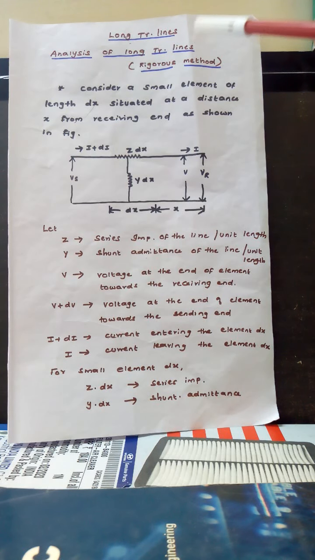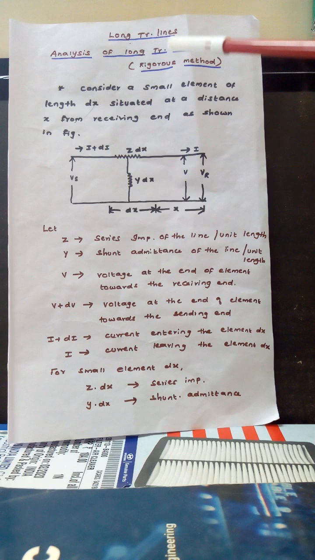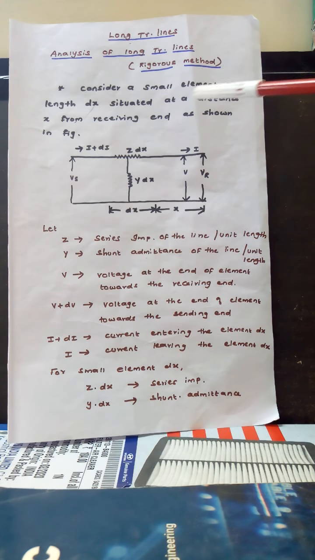Today we'll see about the long transmission line, that is, analysis of a long transmission line by the rigorous method. For the short and the medium transmission lines, the transmission line constants are lumped or concentrated at one or more points, correct? For the long transmission line, the line constants are uniformly distributed throughout the length of the line.